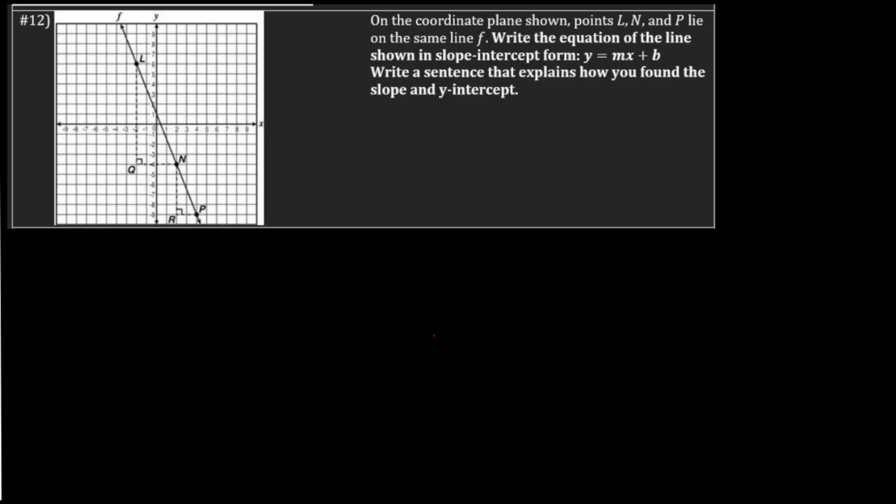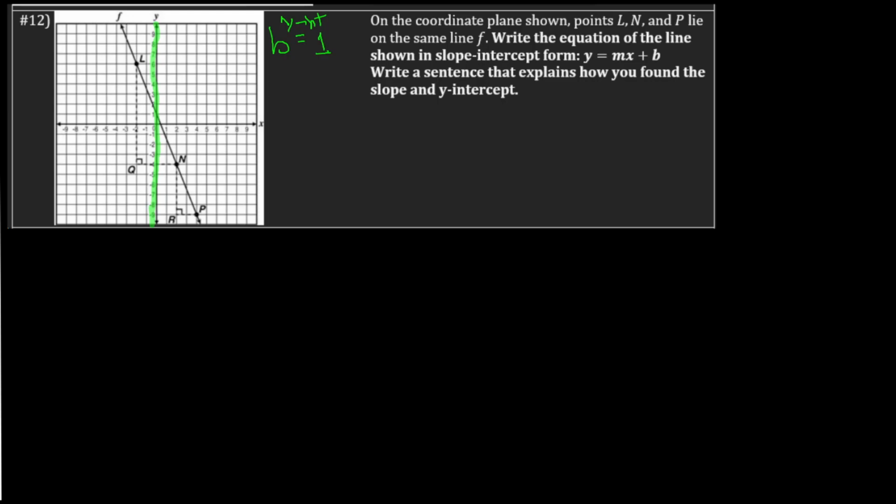For number 12, it says on the coordinate plane shown, points L, N, and P lie on the same line as F. Write the equation of the line shown in slope-intercept form, and then write a sentence that explains how I got it. So I'm going to highlight my y-axis because I want to find my y-intercept. My y-intercept, which is B, is just 1.